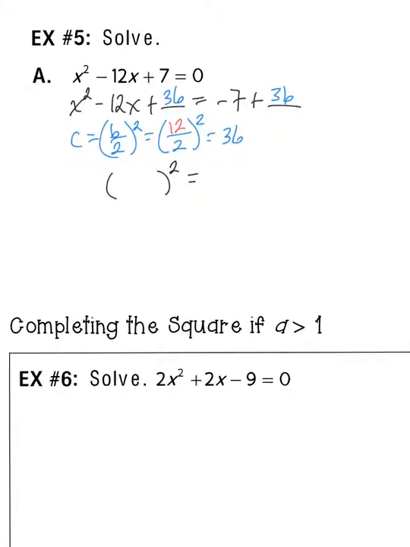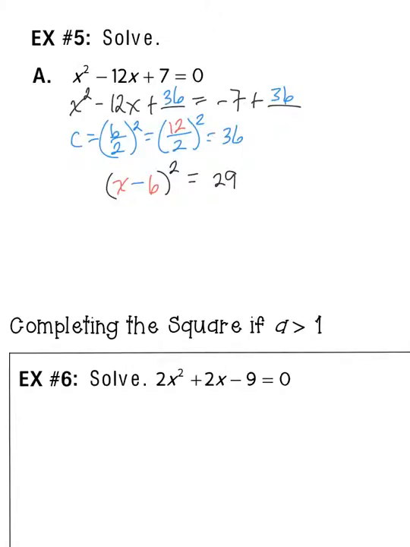So it should factor as the square root of these go here. So the square root of x squared is x. Square root of 36 is 6. And the middle sign is negative. So the middle sign in my binomial is negative. Then I'm going to bring down negative 7 plus 36, which is a 29.